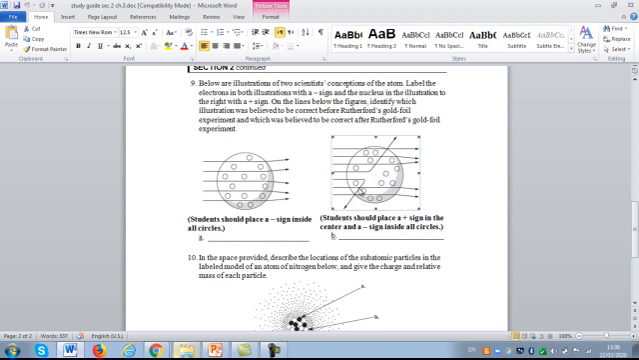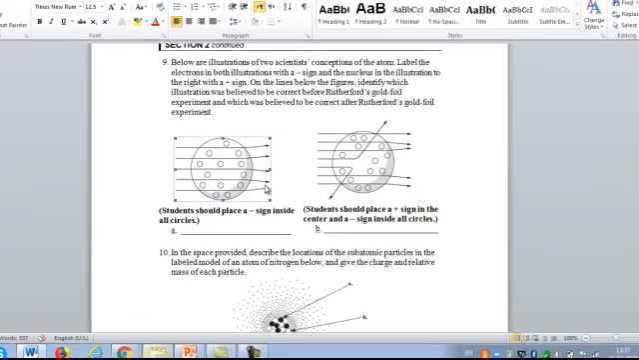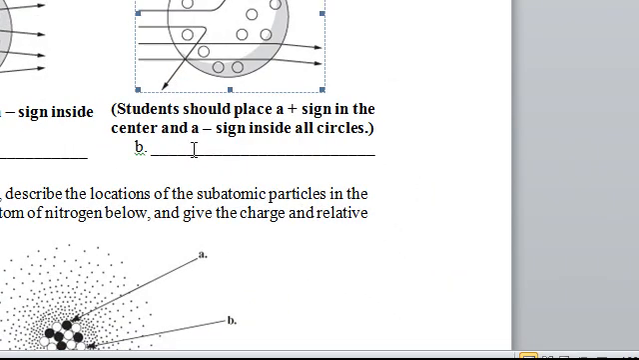Okay. On the lines below the figure, identify which illustration was believed to be correct before the Rutherford gold foil experiment and which was believed to be correct after. Which one is before and which one is after? Of course, this one is before Rutherford. According to the expectation, the alpha particles will pass through the gold foil that has only negative charge, so all the rays will pass easily. But in the second diagram, after Rutherford's experiment, he found that there is a dense part with a positive charge here. So this is before and this is after: A before Rutherford's experiment and B after Rutherford's experiment.